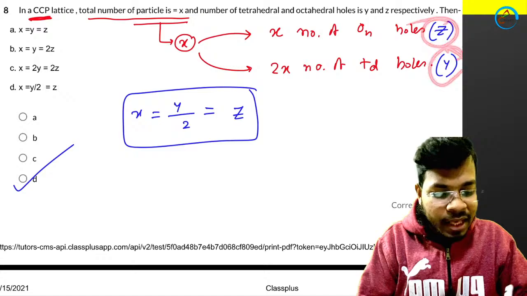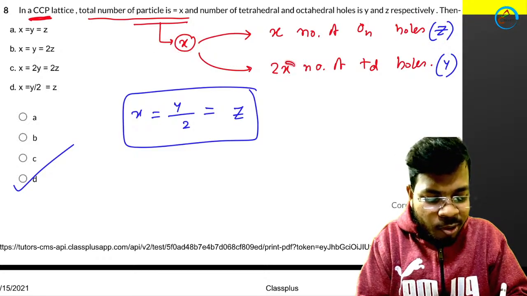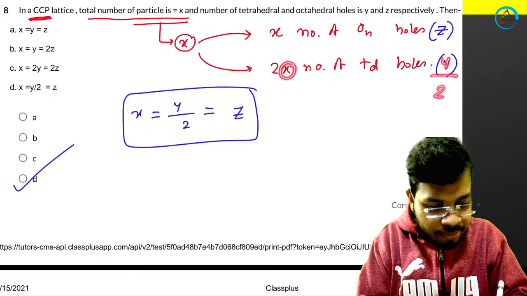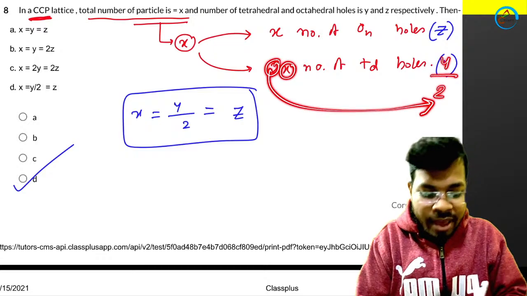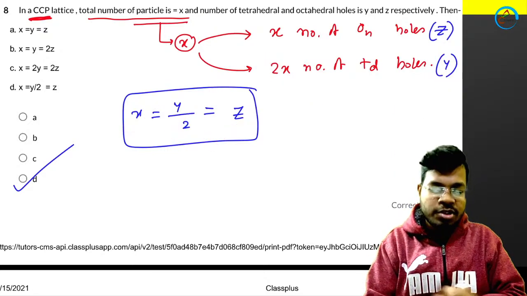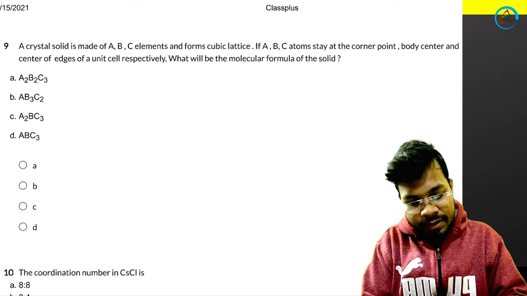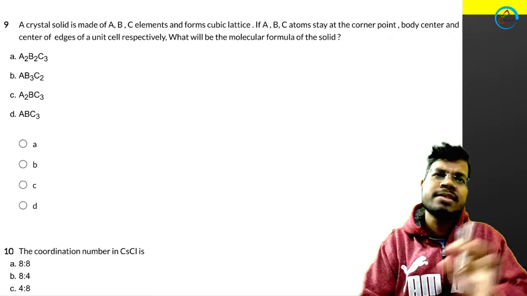So definitely, if you want to calculate X, X will be Y divided by 2. Bring this 2 over here. So X equals Y by 2 equals Z. Simply, okay, this is an interesting question. Next question. If you don't understand this, please do ask me.